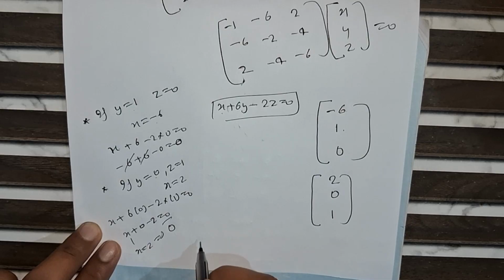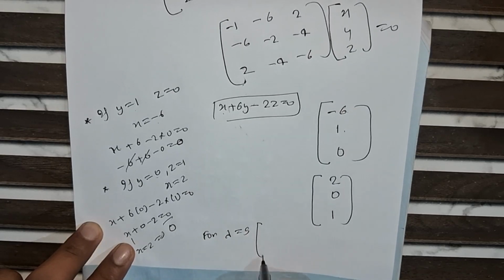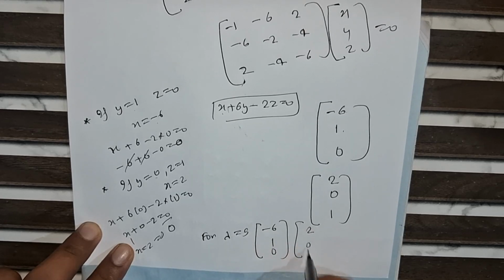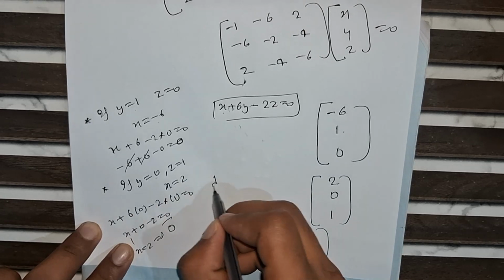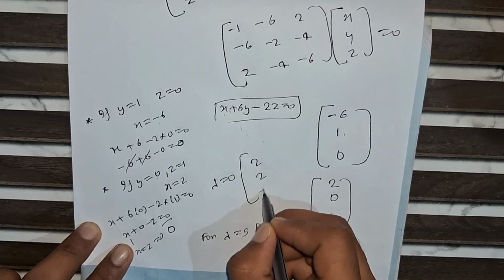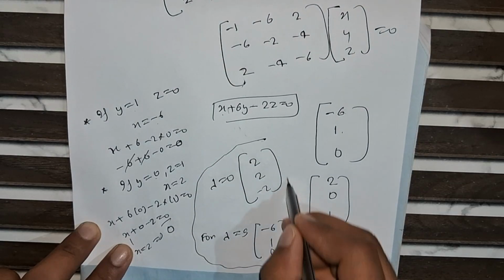So we can write it as, for lambda equals 9, our eigenvectors are minus 6, 1, 0 and 2, 0, 1. And for lambda equals 0, our eigenvector is 2, 2, minus 2. So like this, we are finding all the cases which are given in this question.